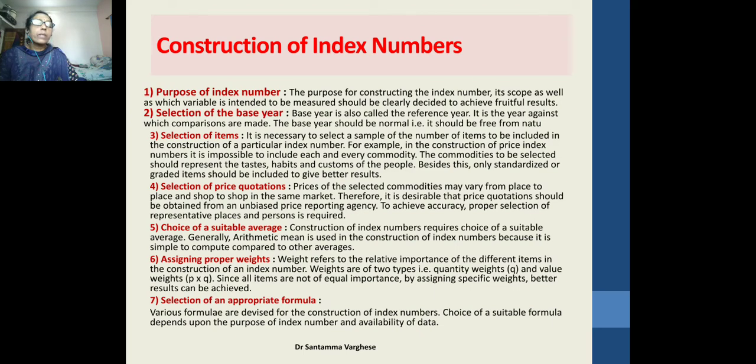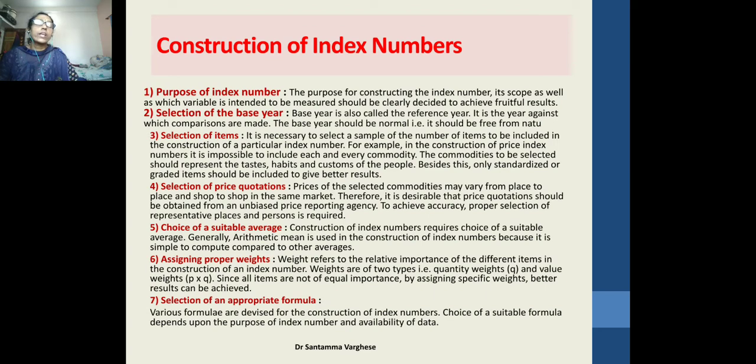Why are items so essential? Because if we compare too many things, the result will not be proper. So we have to take the most appropriate things according to taste, habits or common use. There must be some criteria that we select, and we take only those, not all the things.